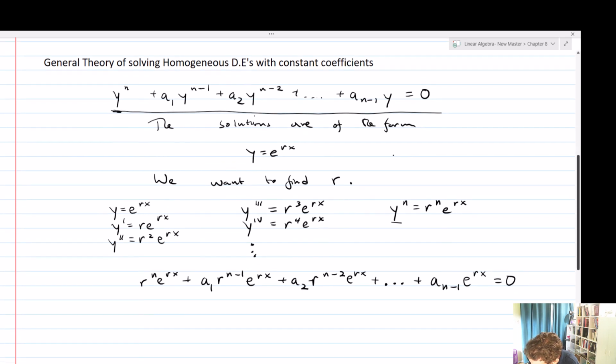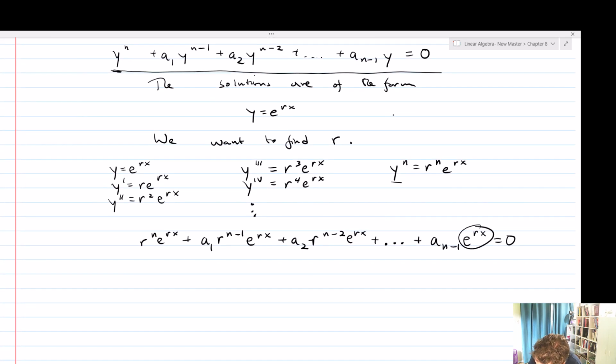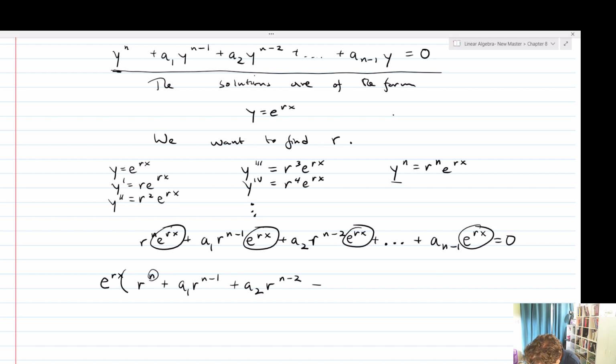Now notice each term on the left hand side is going to have this e to the rx in there. Okay? So we can actually factor it out. We're going to end up with e to the rx times r to the nth power, and these are actually powers. They're not actually derivatives any longer. Plus a1 r to the n minus 1 plus a2 r to the n minus 2 plus dot, dot, dot, a sub n minus 1 equals 0.